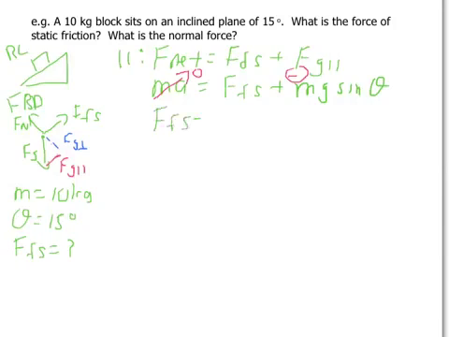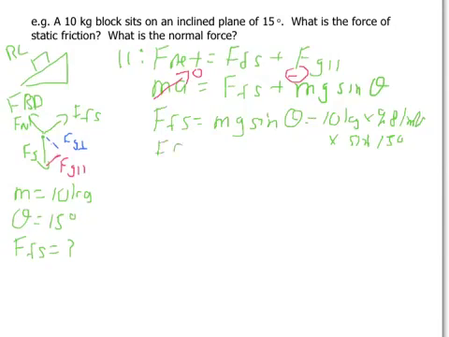So the force of static friction is mg sine theta, which is equal to 10 kilograms times 9.81 meters per second squared times the sine of 15 degrees. So our force of static friction is 25 newtons.